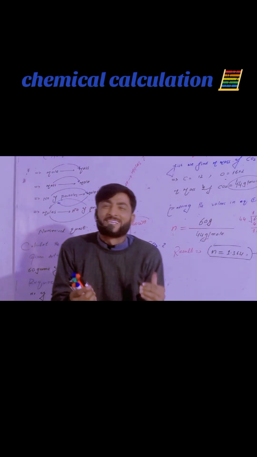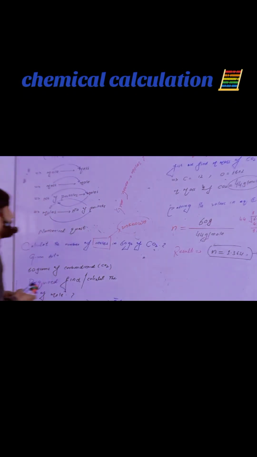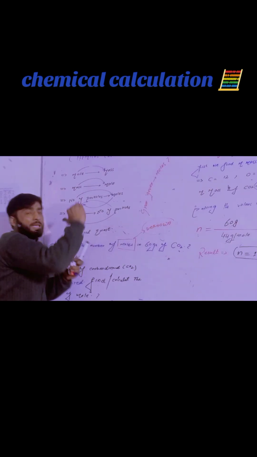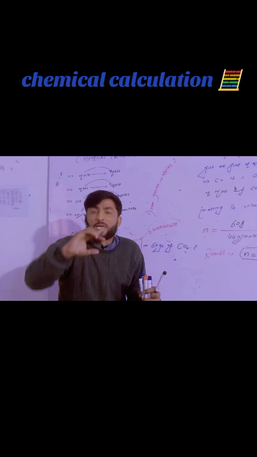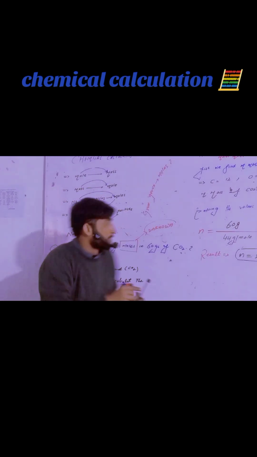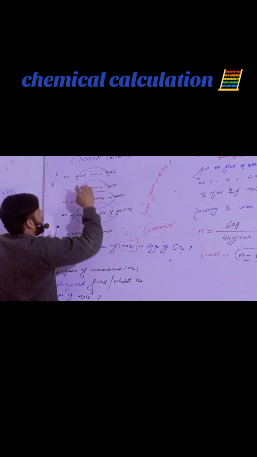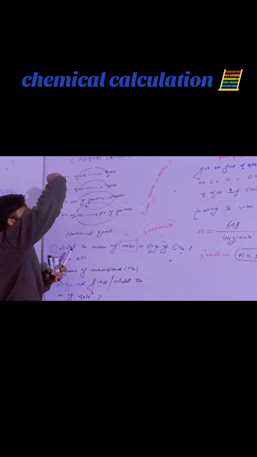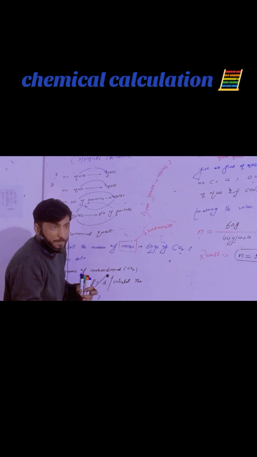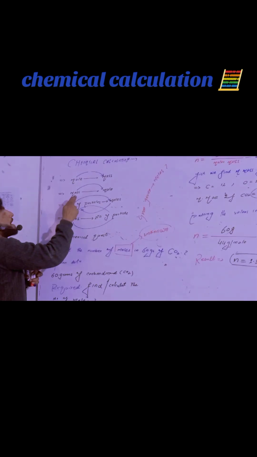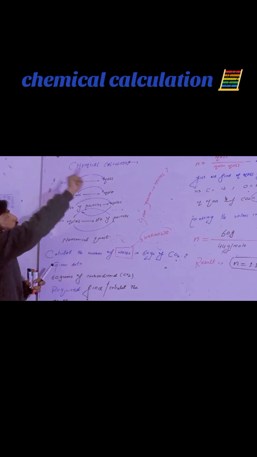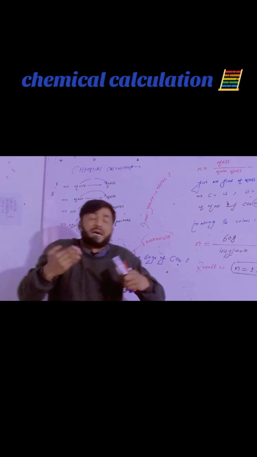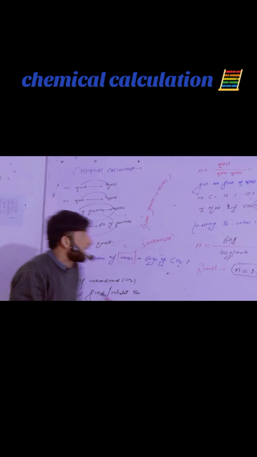Chemical calculation. What does it mean? Chemical calculation means that with the mole given, we can find the mass. For example, this is mole, and converting the mole to the mass is also chemical calculation. When mass is given, the mass can be converted into the mole. This is also called chemical calculation.